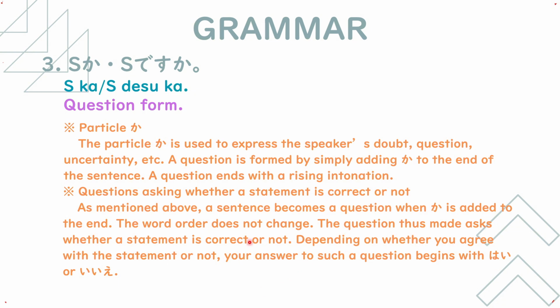Depending on whether you agree with a statement or not, your answer to such questions begins with hai or iie. So this is only for questions asking whether a statement is correct or not. So it's a yes or no question. So we answer that question with hai or iie.